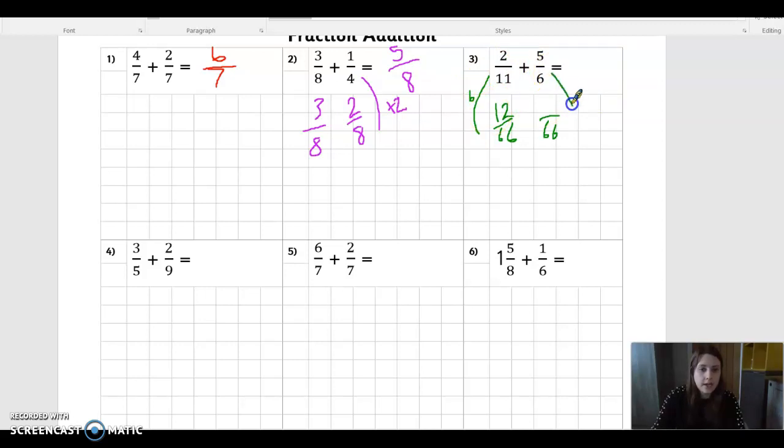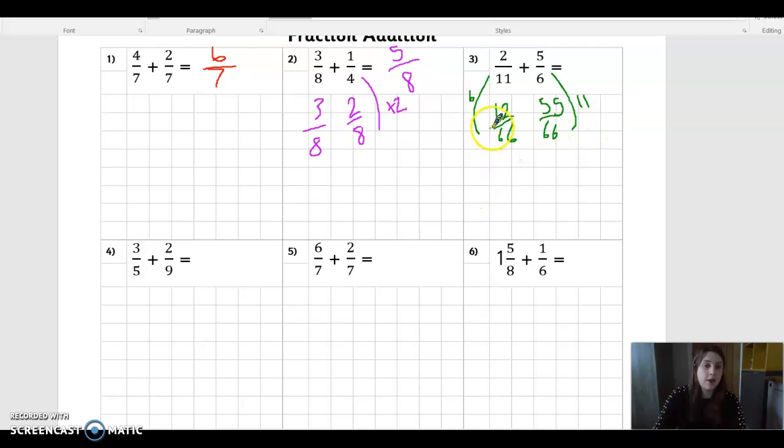Then I need to look, what do I times 6 by to get 66? Well, I times that by 11. So 6 times 11 gives me 66. And so I then need to work out what 5 times 11 is, which is 55. So now I've converted them both to the same common denominator, the first number that is in both their times tables.